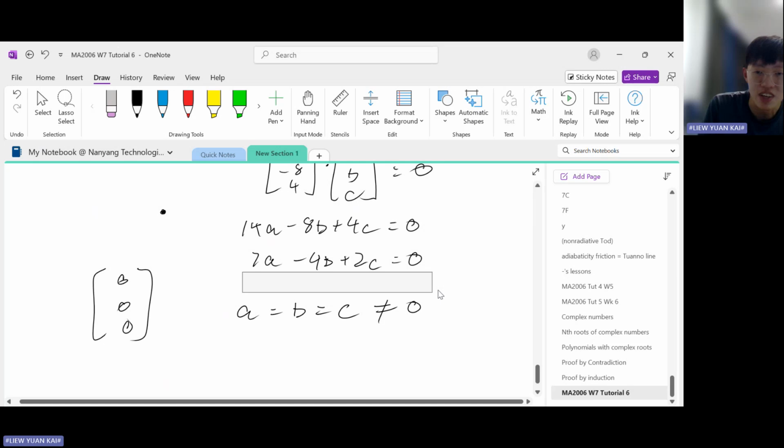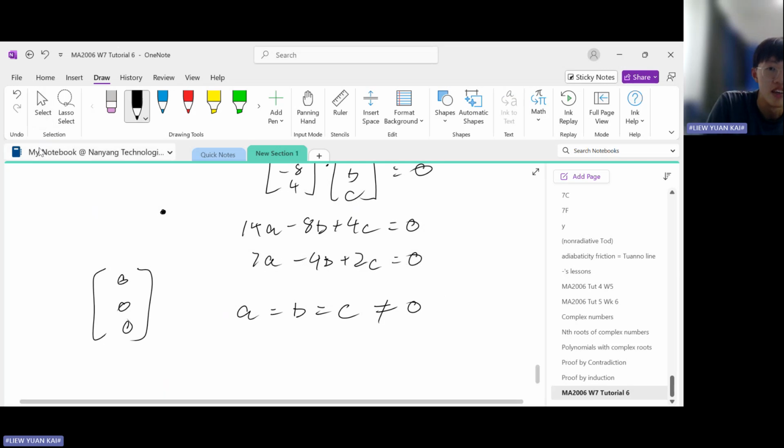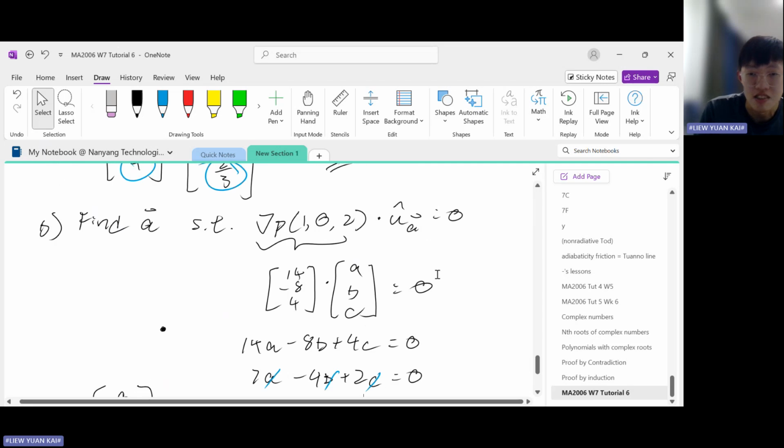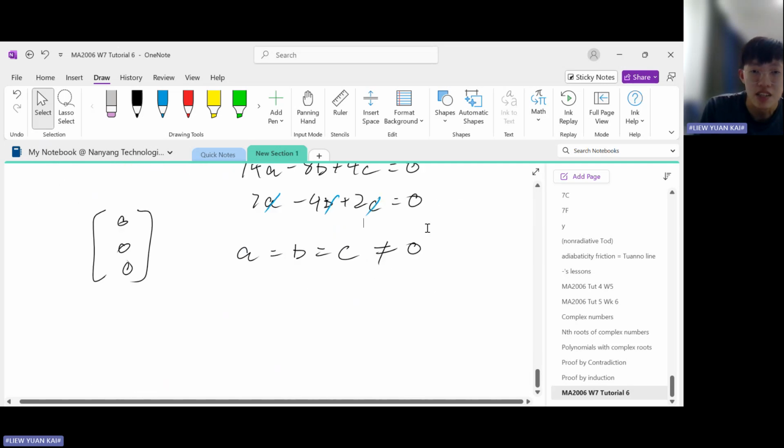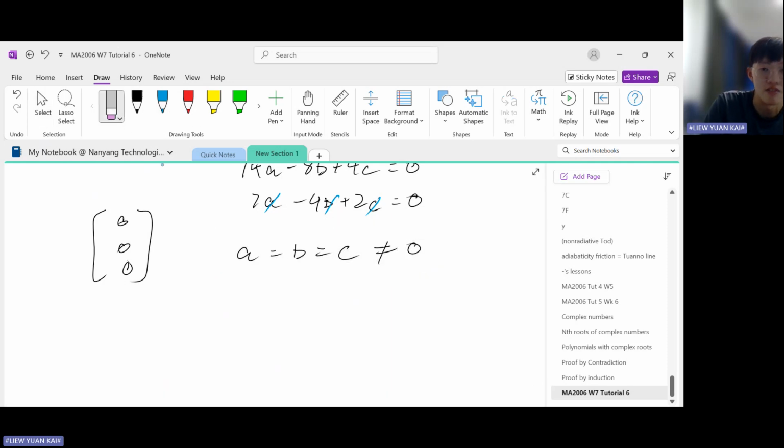Apparently, a, b, c of 0, 0, 0 will satisfy this equation, right? You sub in 0, 0, 0 here, it will satisfy this equation, but it's not what we want. So to have a non-zero vector such that the rate of change is still 0, we must satisfy this equation while maintaining that a, b, c cannot be 0. So we reject the zero vector solution. That's all you need to write.